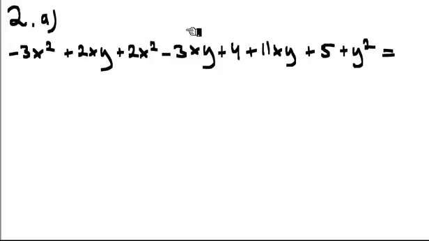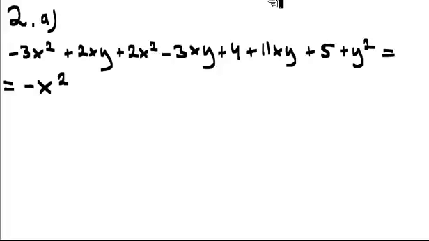Okay, so let's start with the x2's. We have minus 3x2 plus 2x2. That's minus 1x2, or we're just going to write minus x2. So I'll continue on the next row here. So minus x2, because minus 3 plus 2 is minus 1. So minus 1x2. Now we're done with the x2's.